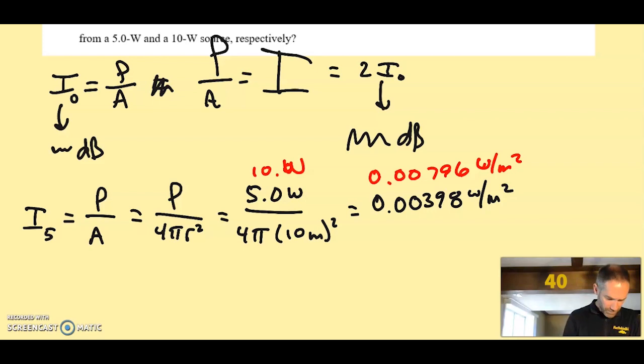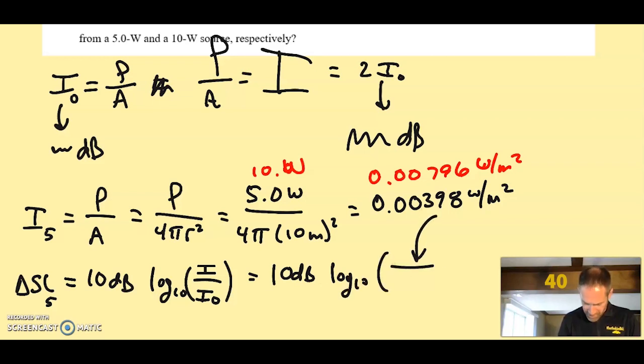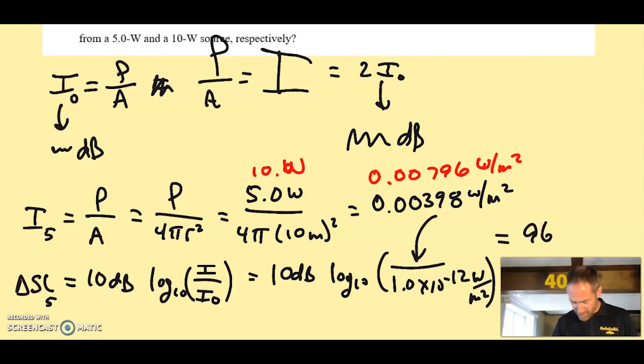So now we're going to take those and figure out the corresponding sound intensity levels for them. For the first one, the sound intensity level 5 meters away is 10 decibels log base 10 of I over I naught. You're taking the logarithm of that entire quotient. So it's going to be 10 decibels log base 10 of this number divided by the threshold of hearing, since we're not comparing it to something else, 1 times 10 to the minus 12 watts per square meter. If you run that through your machine, you're going to get a 96 decibel sound level.